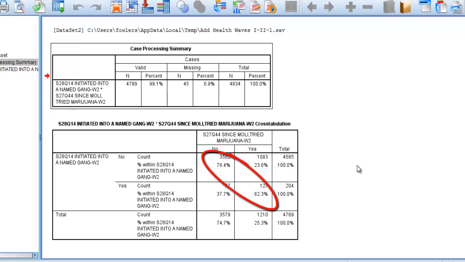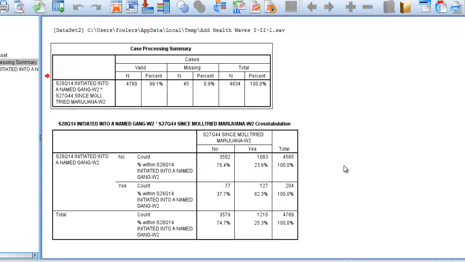The high percentage for the no category, for being initiated into a gang, so I was not initiated into a gang, the high percentage is no. I have not tried marijuana since the month of the last interview. And notice for the people that were initiated into a gang, that second row, or the yes answer, their highest percentage is, since the month of last interview, I've tried marijuana. Their high percentage there is yes. So there's a true diagonal there.